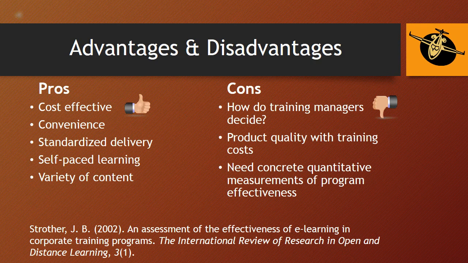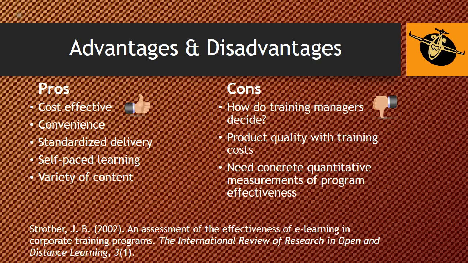On the other hand, some of the cons are: how do training managers decide which educational products and which learning technology providers actually produce effective results? How do they balance product quality with training costs? As the new corporate adage goes, wise training managers realize the bitterness of poor quality remains long after the sweetness of low price has been forgotten.